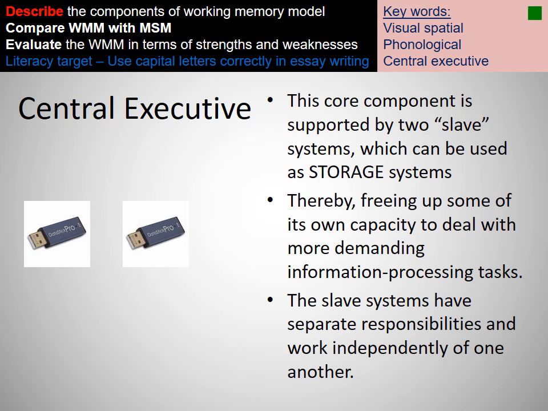So, like I say, the central executive is the core component, which is on top of the two slave systems, which can be used as storage. It frees up some of its own capacity in order to be able to deal with the more demanding information processing tasks, and then suggests that the two slave systems have separate responsibilities which work independently of each other.